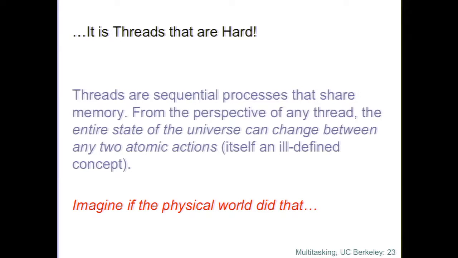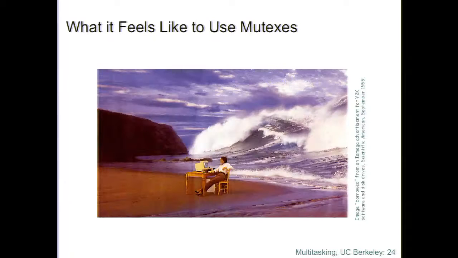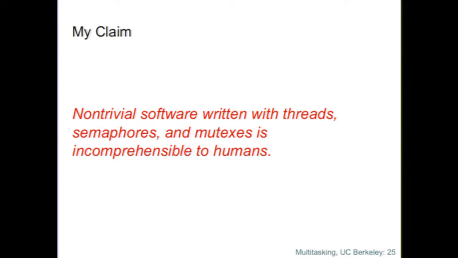I mean, imagine if the physical world did this. Then perhaps we could really trust multi-threaded programs because our brains would have evolved very differently and we would be able to reason about them. But as it is, our brains can't reason about these kinds of processes. So, if you're using mutexes, you better be nervous, okay? Because even the smartest, most skilled, most experienced programmers will make mistakes with threads and mutual exclusion locks. And my claim is that actually non-trivial software written with threads, semaphores, and mutexes is incomprehensible to humans. I used to think it was just incomprehensible to me.